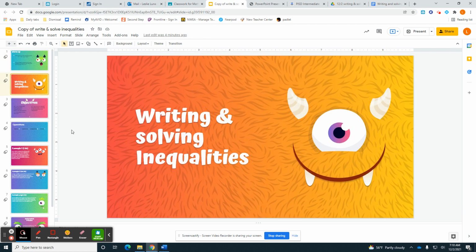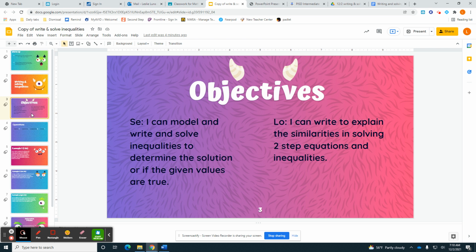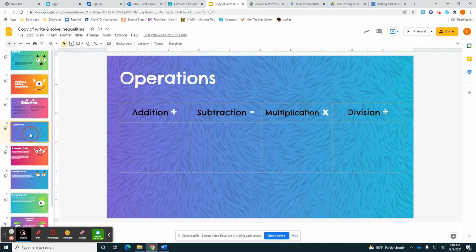All right, so like I said, we're working on writing and solving inequalities. Our objective for today is I can model and write and solve inequalities to determine the solution or if the given values are true. Because some of them might give you a given value, and you have to figure out if it's true, or you have to find the solution.